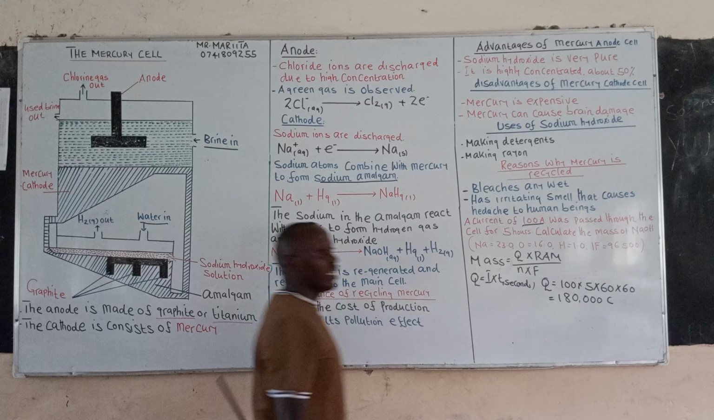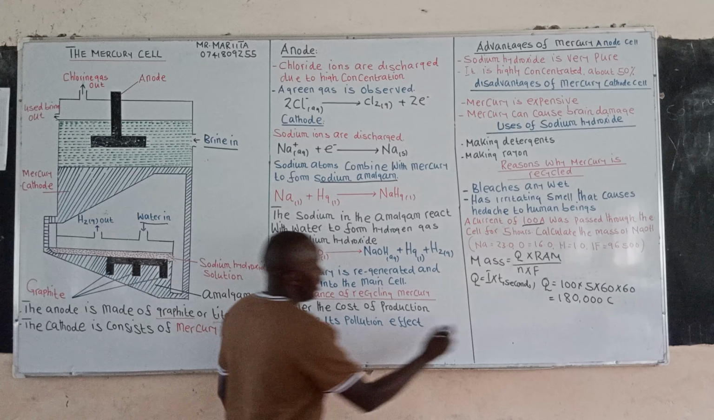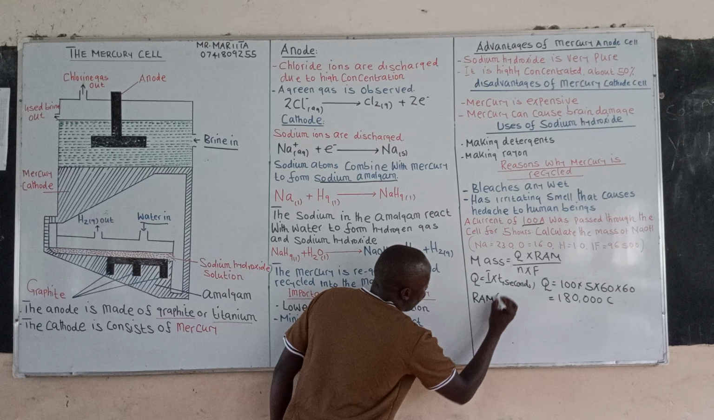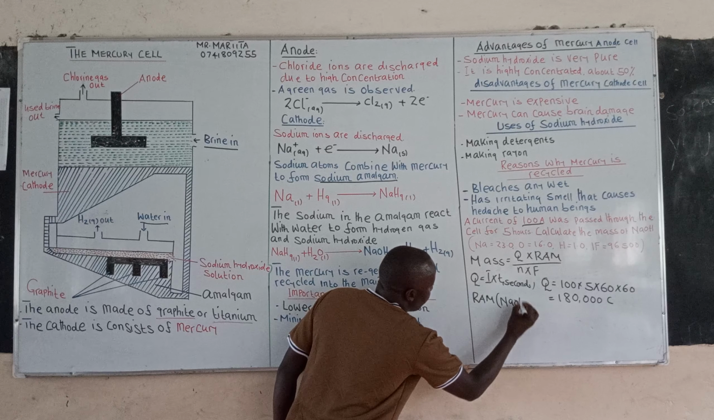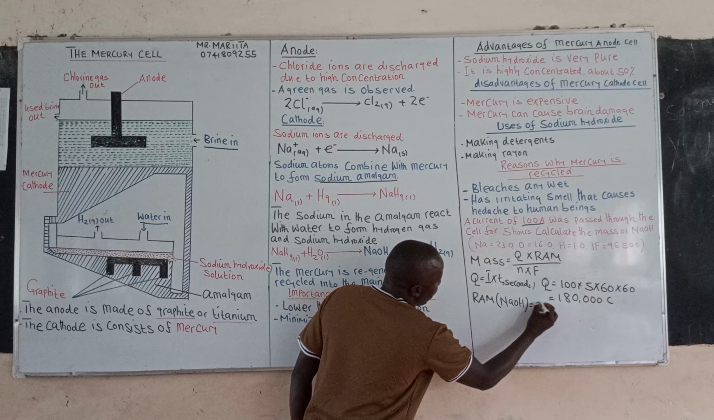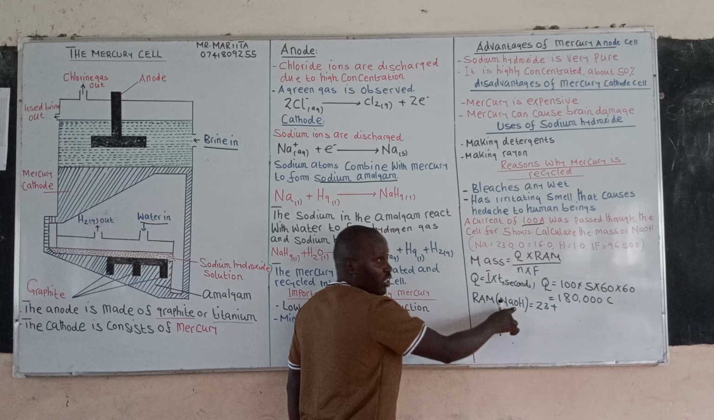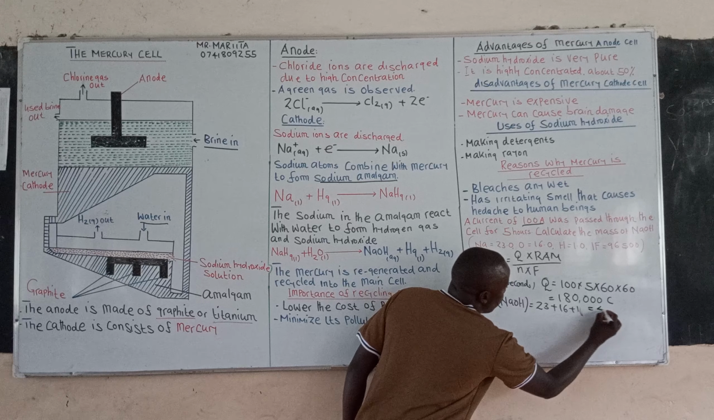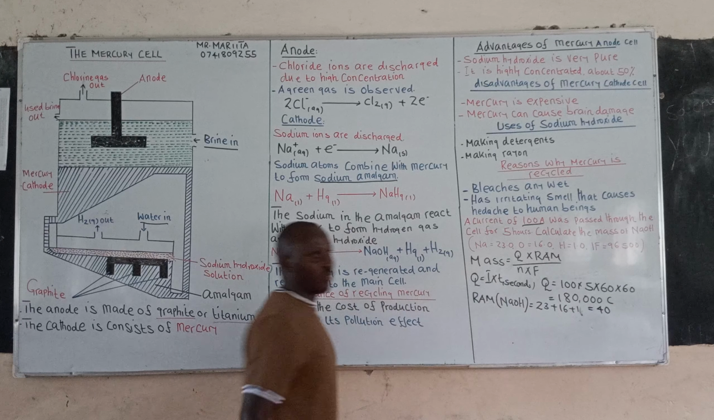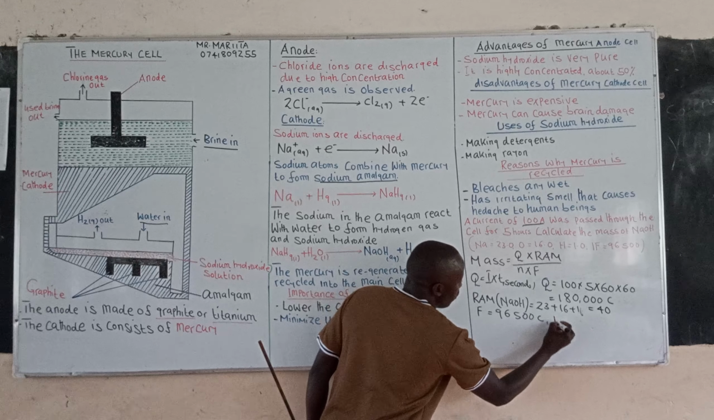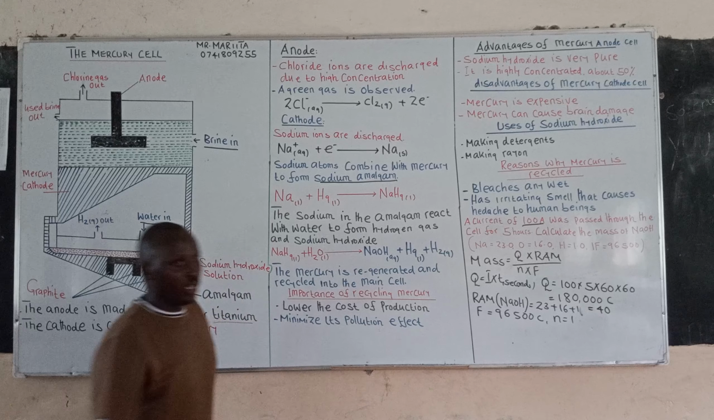So we have 180,000 coulombs. The RAM, the relative atomic mass of sodium hydroxide: sodium is 23, so we have 23 plus oxygen, which is 16, and of course hydrogen is equivalent to 1. Then you add those, and that gives us 40. The Faraday constant, as you can see, is 96,500 coulombs, and of course our n in that case is equivalent to 1.